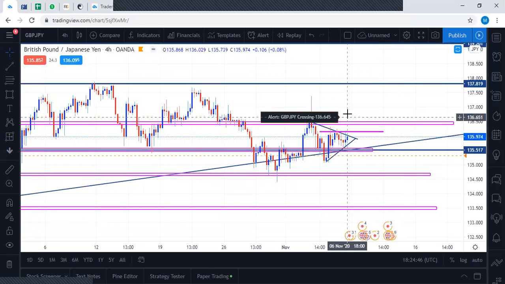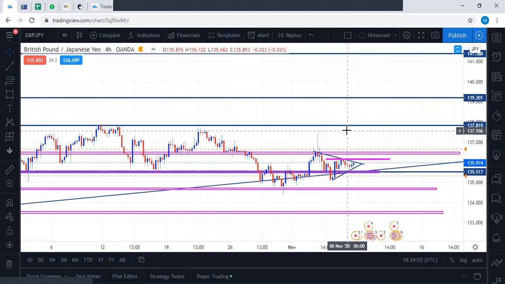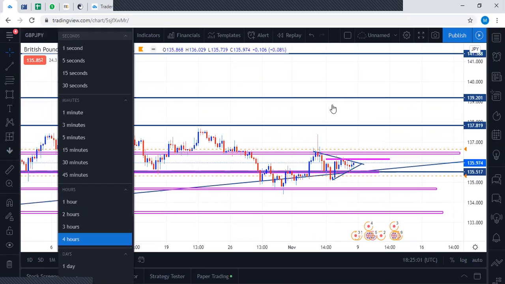I'm going to be taking my buy, taking my first take profit here. But if the price decides to smash above it without signs of retracement, then I'll be trailing my stop. It will be all the way here or even there, swinging it.